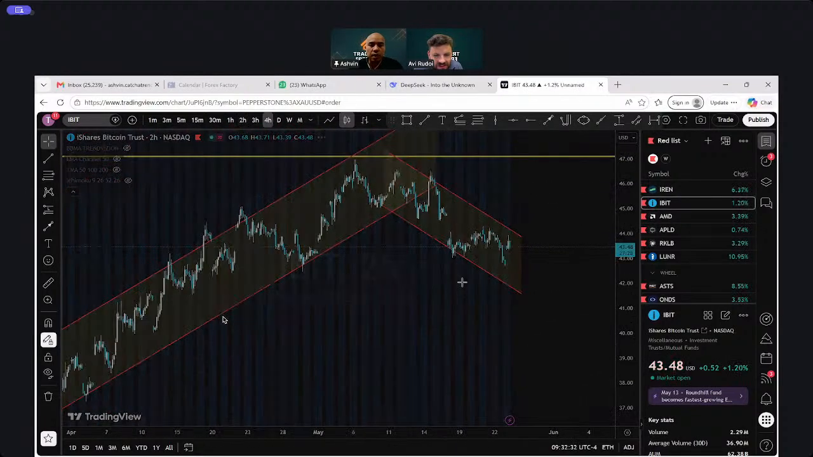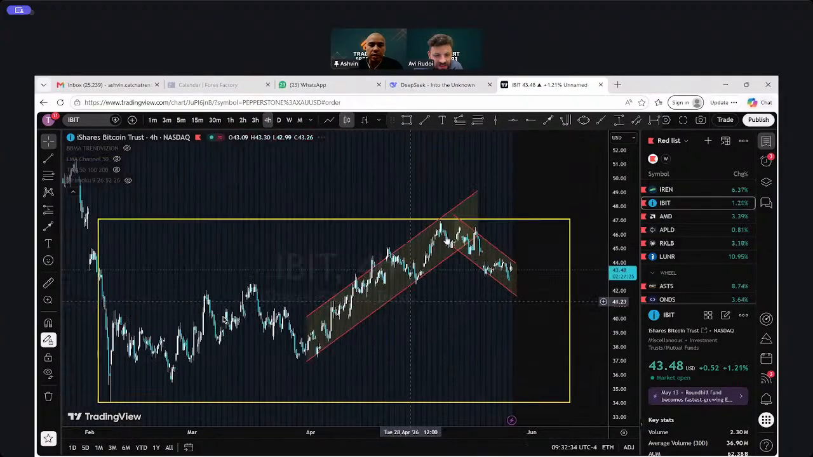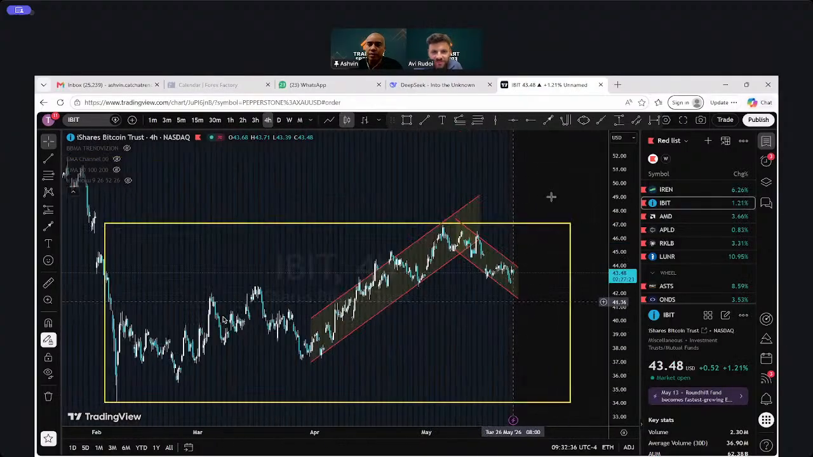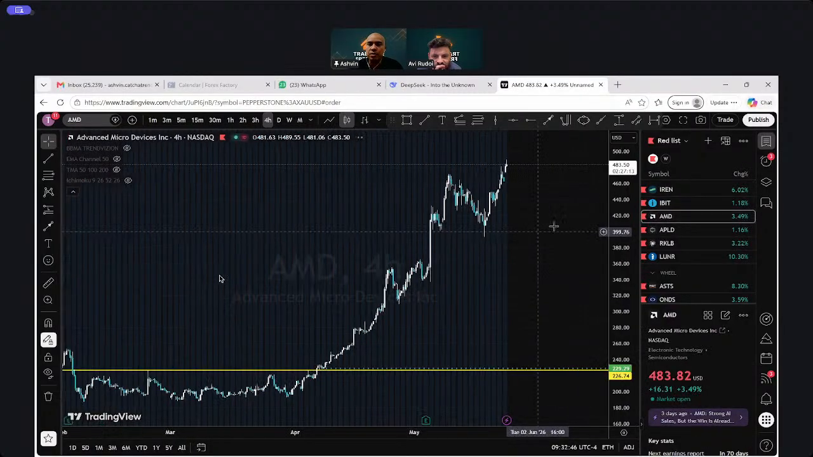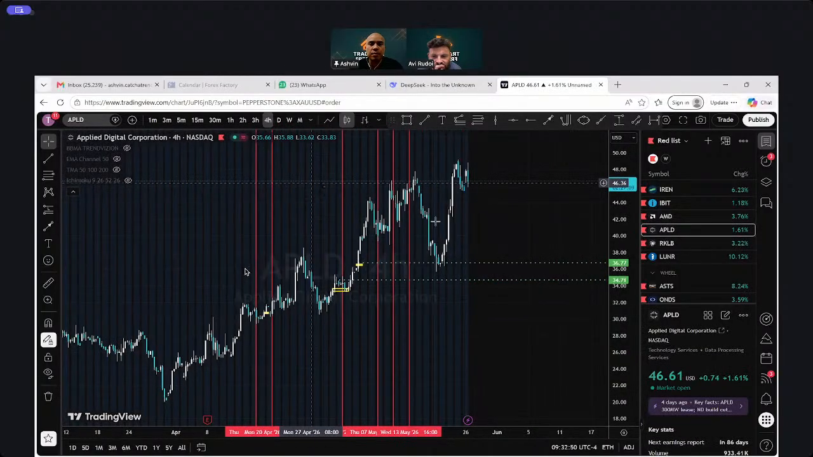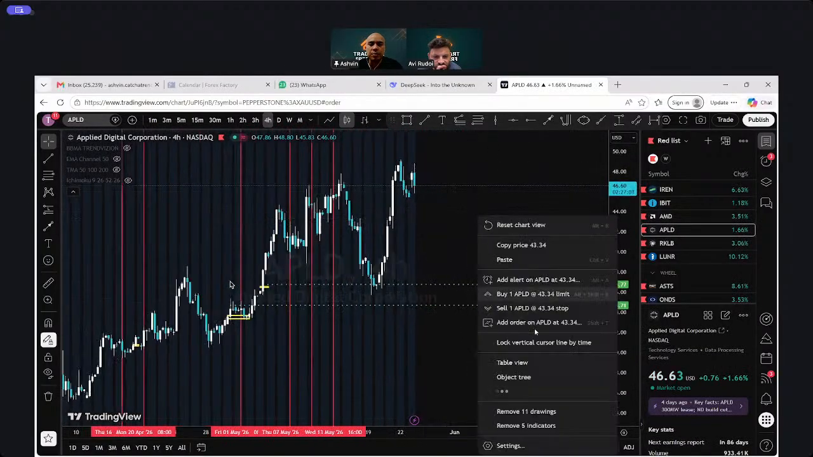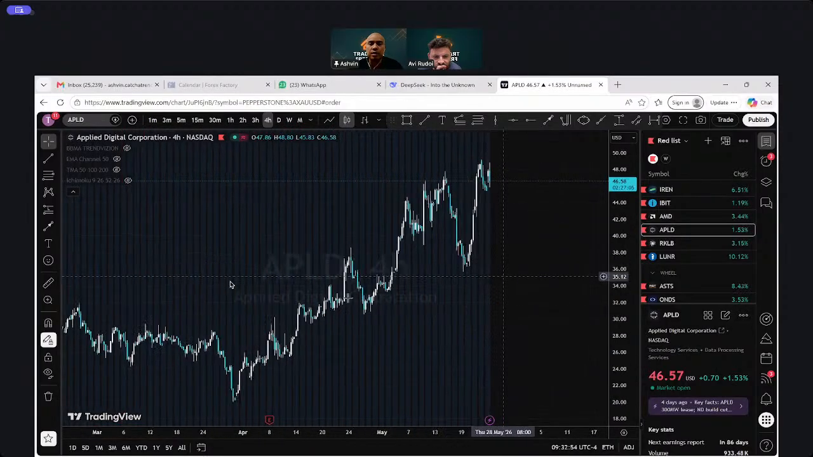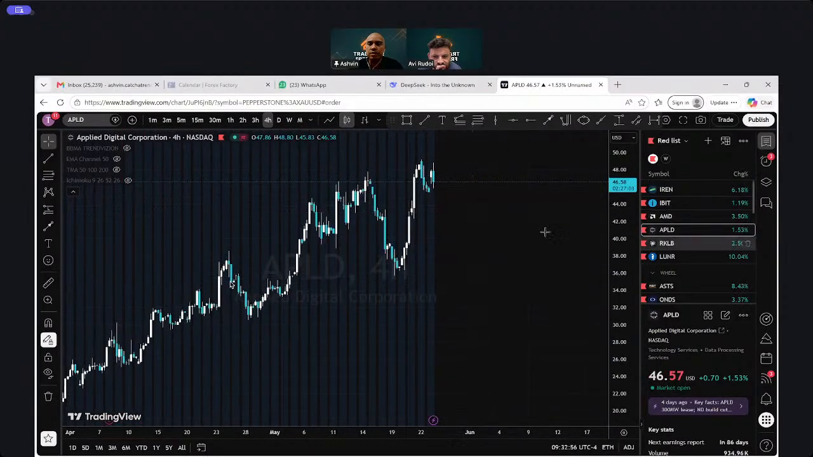So IBIT currently it's channel against channel. It's on the way down. It's nice. So we want IBIT to come towards the bottom, and then it's a possible chance to get a cash secure puts towards the bottom of the channel. AMD is just going to start pushing up very slowly. Let me see if there's any entries. This is APLD. APLD now it's in no man's land, so we're not going to touch it.